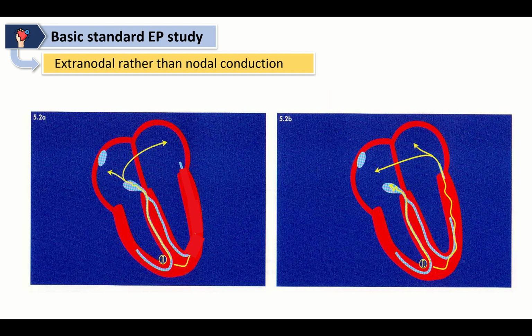This is at rest. And to understand more, we have to discriminate the nodal conduction and the extranodal conduction. At the right side, there is an accessory pathway. And as we agreed before, accessory pathway conduction means it's a non-decremental conduction.